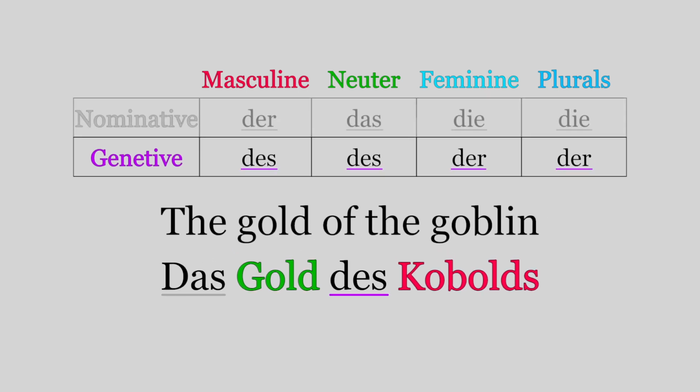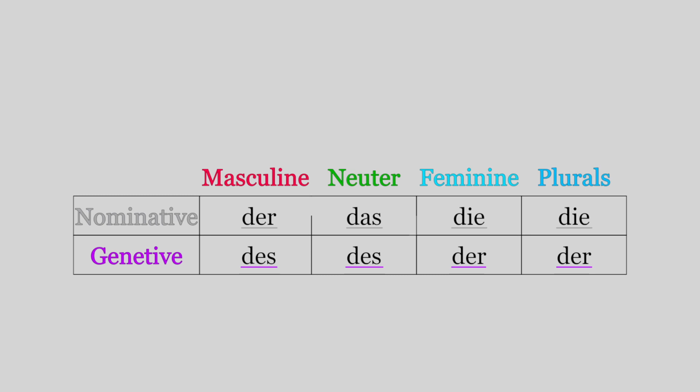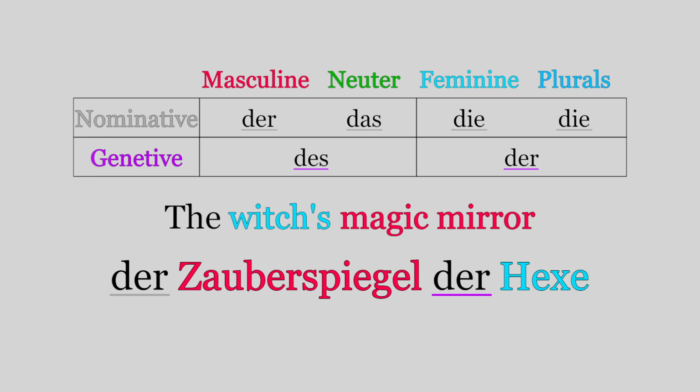Now, you'll probably recall in our video on cases that articles decline differently depending on what gender they are. In this case, for the word der Kobold, the masculine der became des. Genitive only has a couple changes to remember. Both the masculine and neuter articles behave the same, and so do the feminine and the plural. So der and das both become des, and the feminine and plural die change into der. An example of this is der Zauberspiegel der Hexe. Remember, the witch would otherwise be die Hexe.